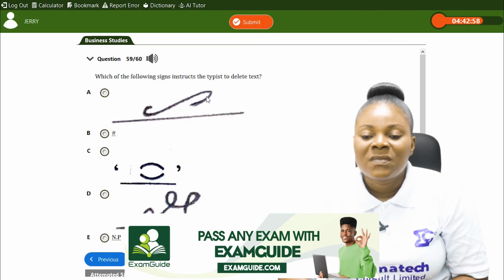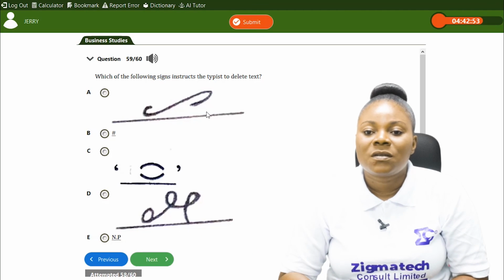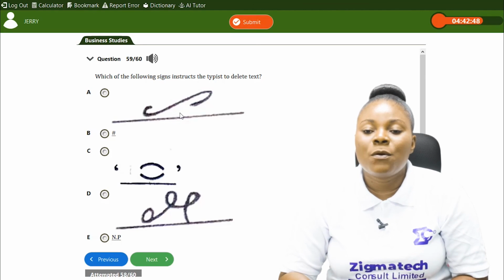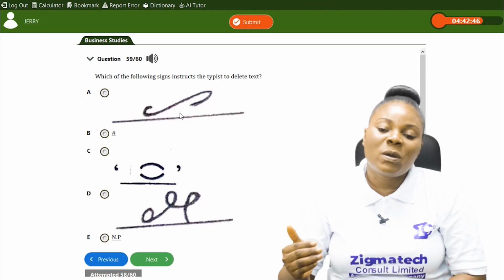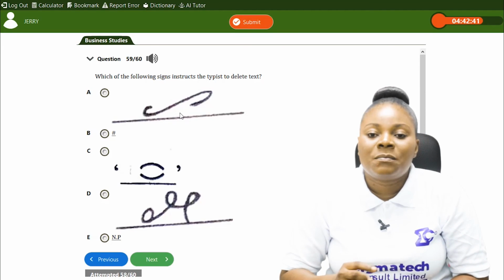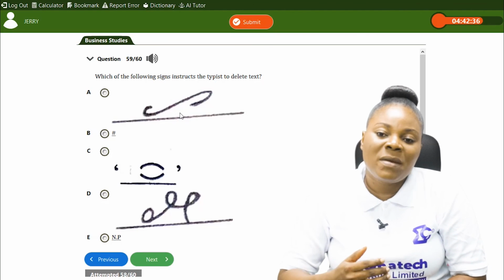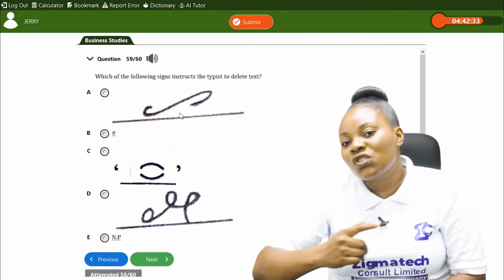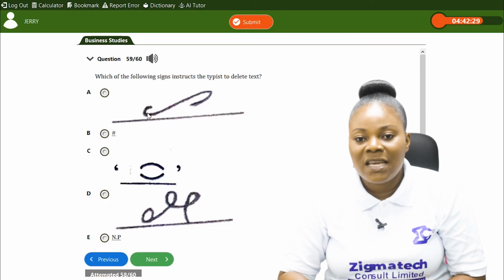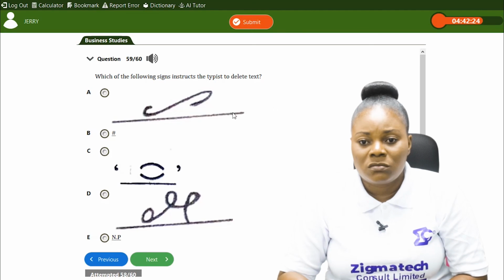Option A, this sign you are seeing, means run on. For example, maybe you took a new line to a new paragraph. If the person making the correction wants to tell you that you are not meant to start a new paragraph, you are to continue typing or writing, this sign is used to indicate it. This sign is referred to as run on.